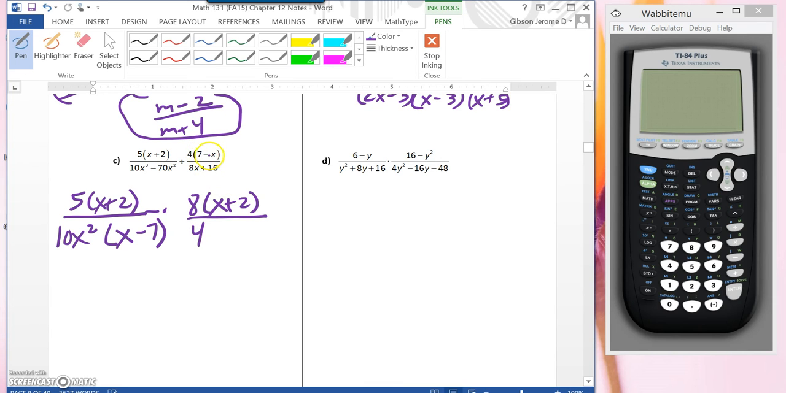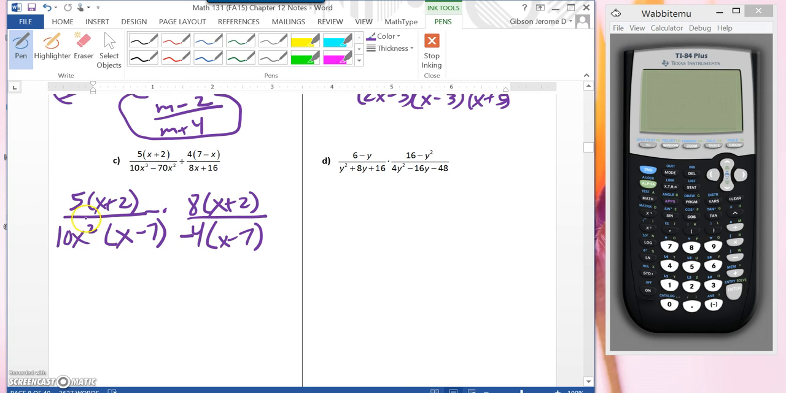Now listen, 7 minus x, why don't we just take out the negative 1? And that will make this negative 4 and it'll be x minus 7. That's so that we could make this uniform. Now what we have here to simplify.